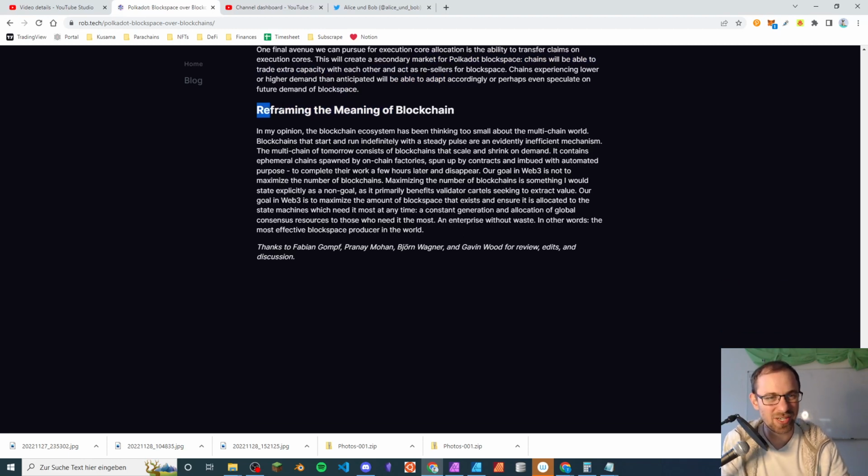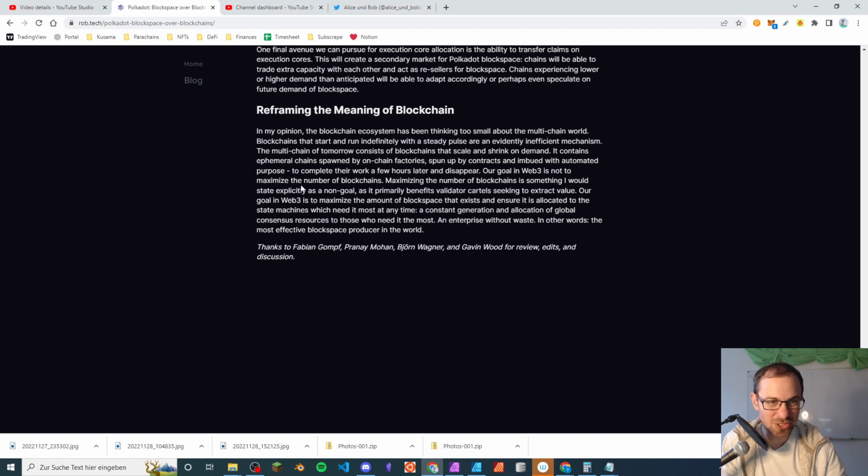So, in summary, reframing the meaning of blockchain. In my opinion, in Robert's opinion, the blockchain ecosystem has been thinking too small about the multi-chain world. And I agree. I think this article is eye-opening. Blockchains that start and run indefinitely with a steady pulse are an evidently inefficient mechanism. The multi-chain of tomorrow consists of blockchains that scale and shrink on demand. It contains ephemeral chains spawned by on-chain factories, spun up by contracts and imbued with automated purpose, to complete their work a few hours later and disappear.